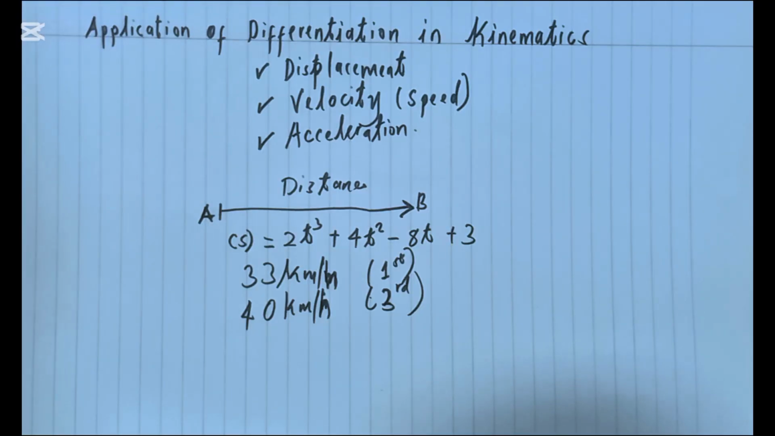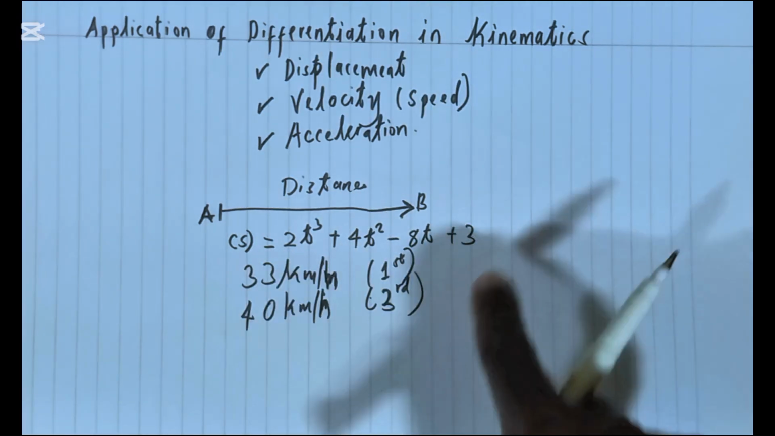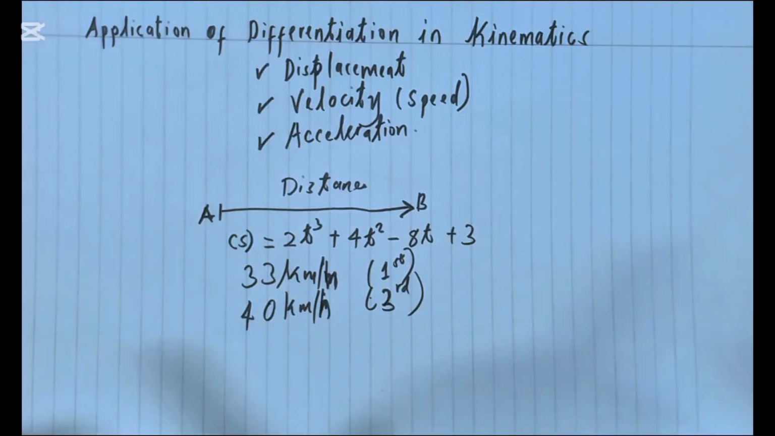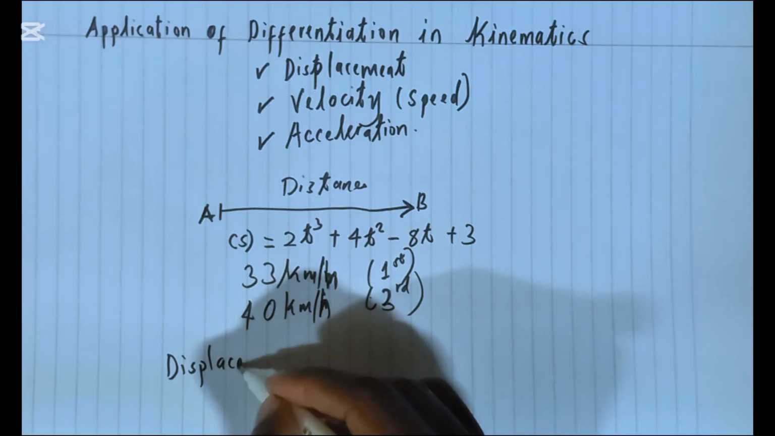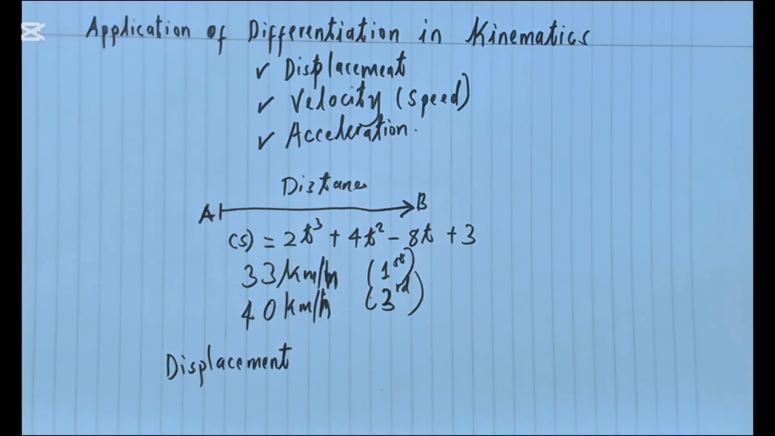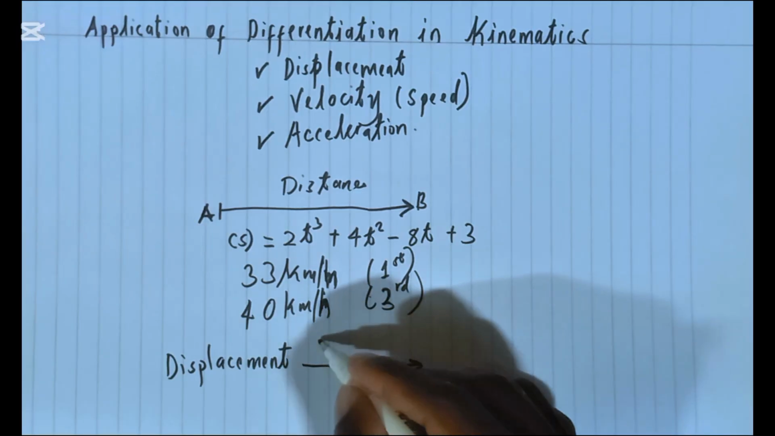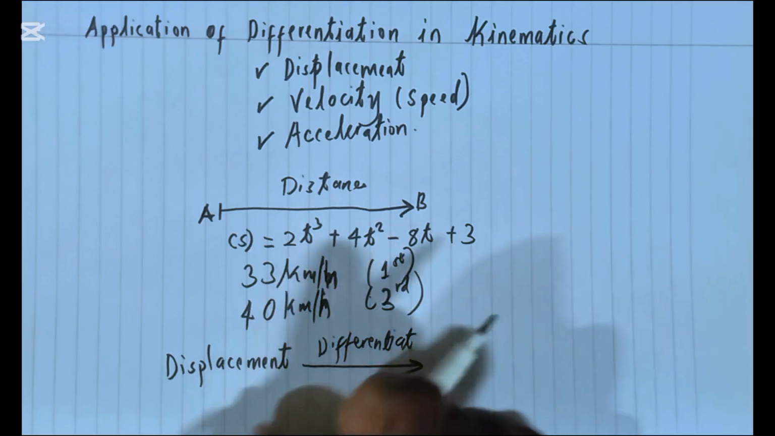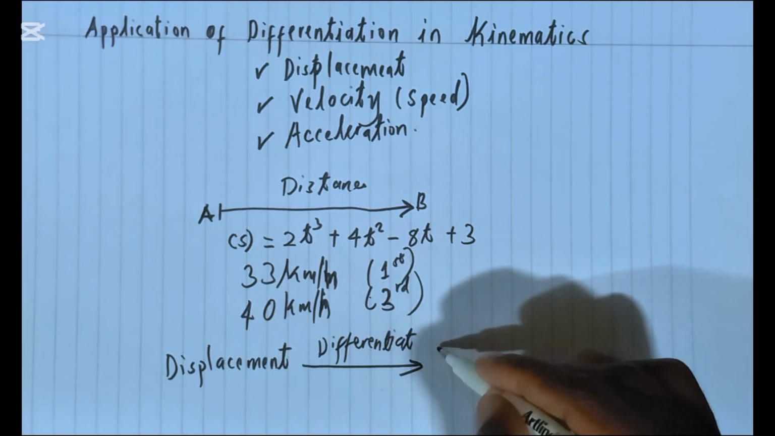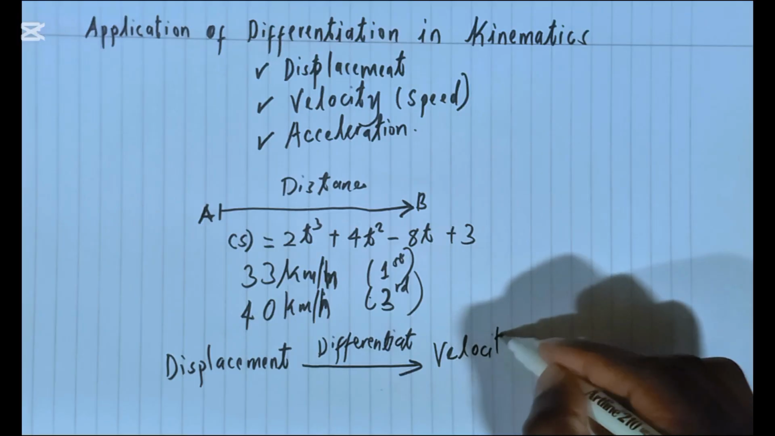So basically, when we talk of kinematics, we are talking of the study of objects under motion, and we are looking at the equations that describe displacement, velocity, and acceleration. Let me say this before I do an example: when you have displacement and you differentiate it, usually what you get is a function that is describing the velocity of the moving object.